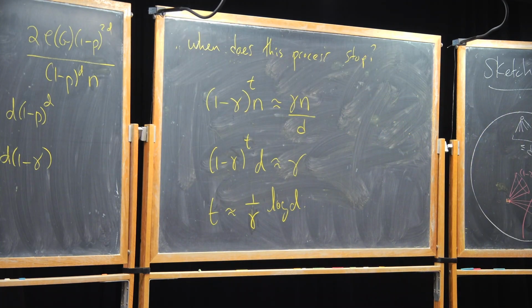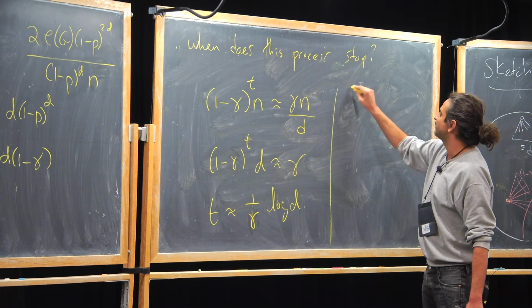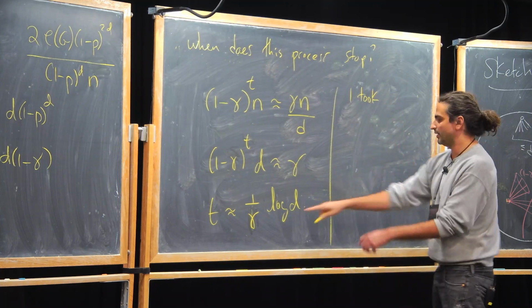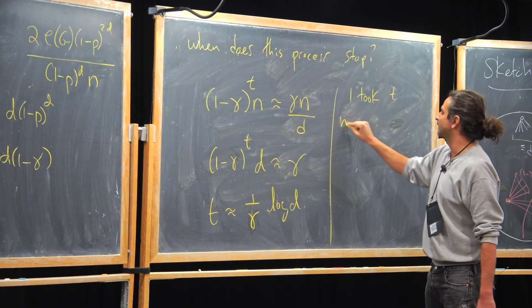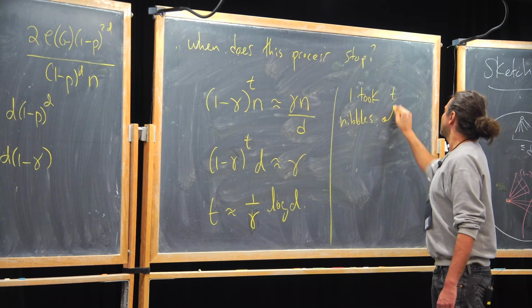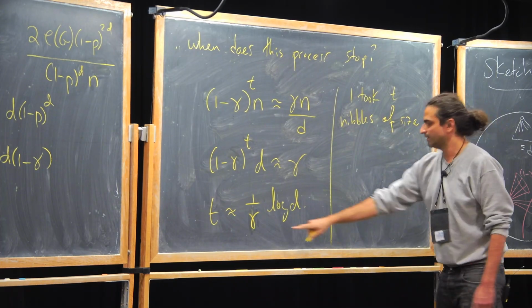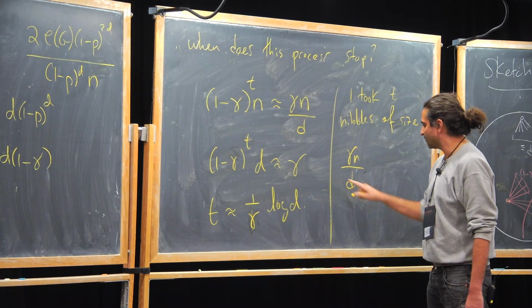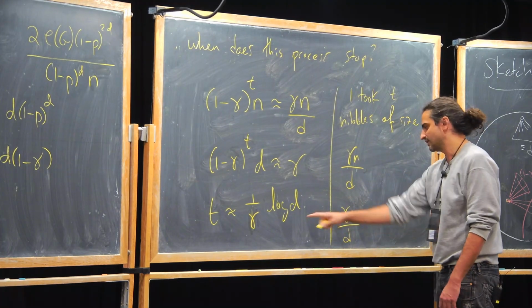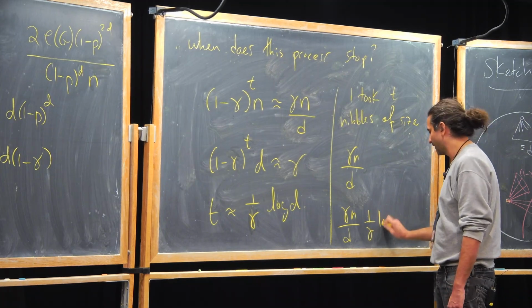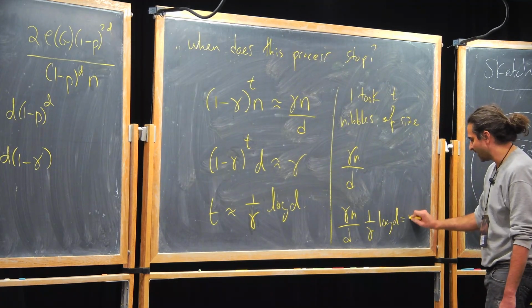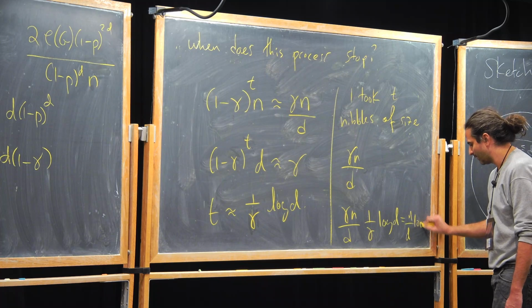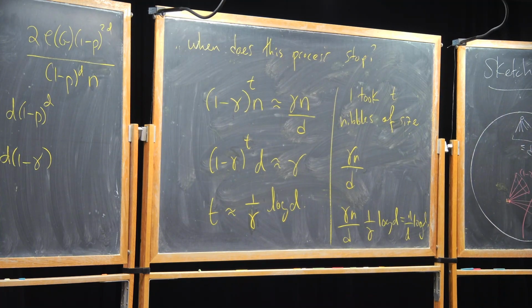Okay, and now at last we can understand where the Shearer number comes from, right? I took a bunch of nibbles, t nibbles of size gamma n over d. So my total independent set is just the product of those things, which is 1 over gamma log d, which is exactly what we wanted.